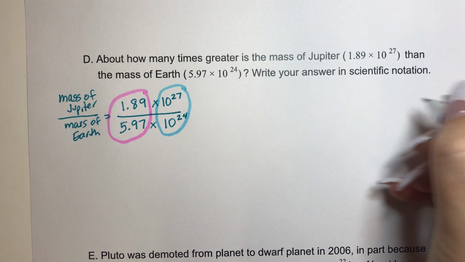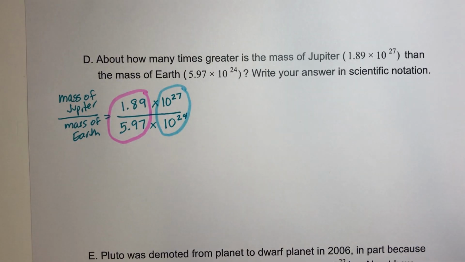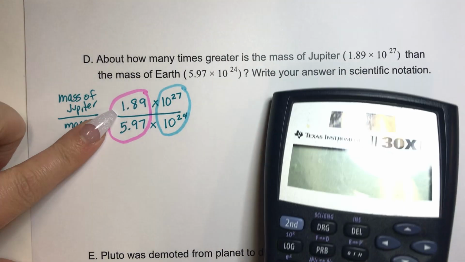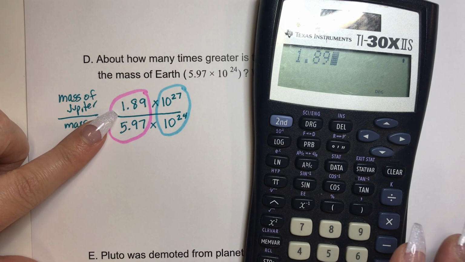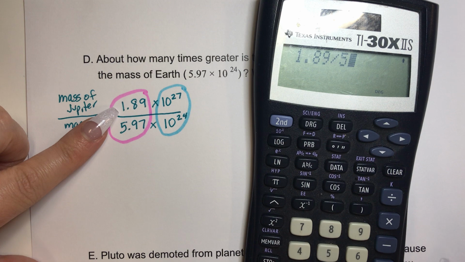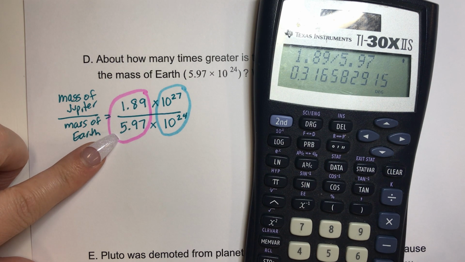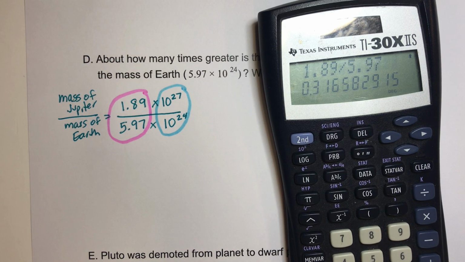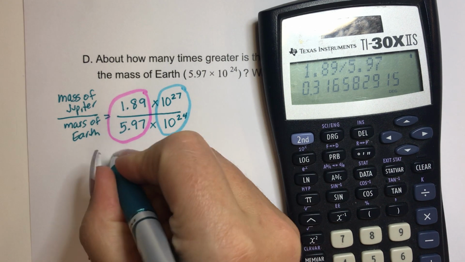All right, so actually for this one, because it's getting really complicated, I'm just going to use my calculator to figure out what this is. So 1.89 divided by 5.97. And what I end up getting is this right here. So I end up getting 0.31658.